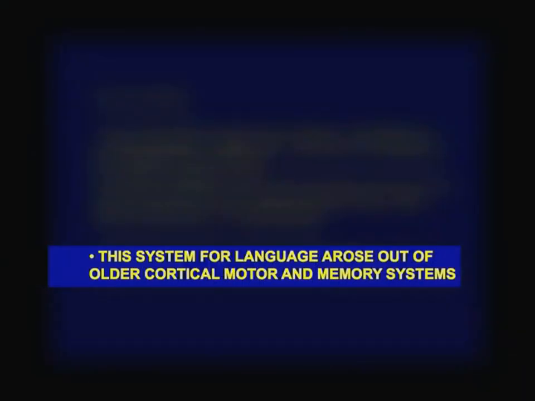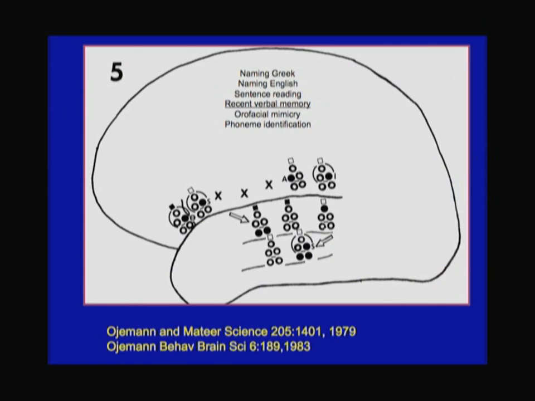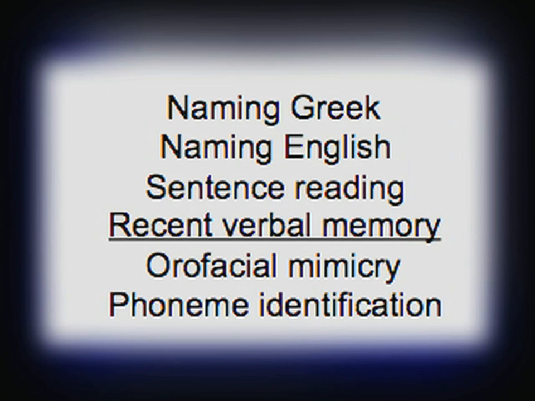Now, let me turn then to the question of, could this variant piece of cortex with this pattern of localization, which is related to function, have arisen out of two older systems, one of which is a cortical system for oral facial motor control, and the other a cortical system for recent verbal memory? And here is the data. If you take a patient and you now look at a range of language functions, in this case we're naming in two different languages, we're looking at sentence reading, and we're looking at a recent verbal memory measure.